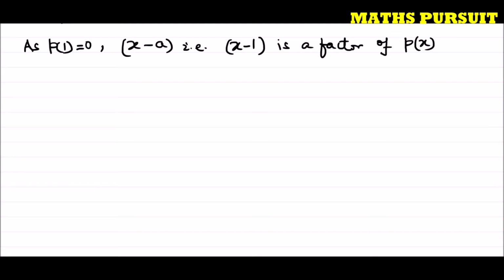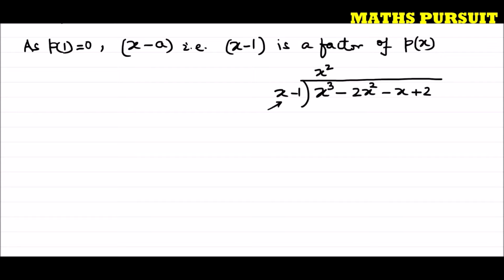The original polynomial is x to the power 3 minus 2x to the power 2 minus x plus 2. This is our original polynomial. As I told you, let me divide this by x minus 1. So what should I multiply to this x so that I can get this x to the power 3? The answer is very simple and very straightforward. If I multiply x to the power 2 to this x, I will get x to the power 3. Now I cannot multiply only x to the power 2 to x, so I need to also multiply x to the power 2 to this minus 1 also.